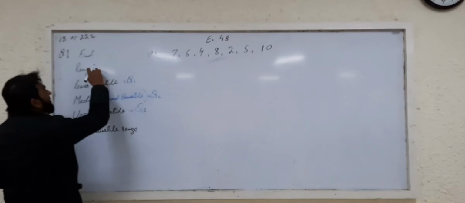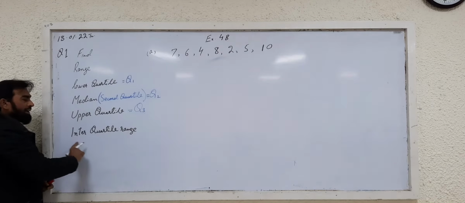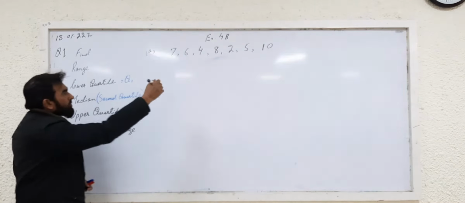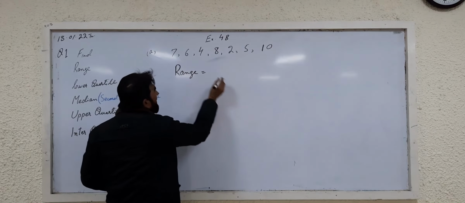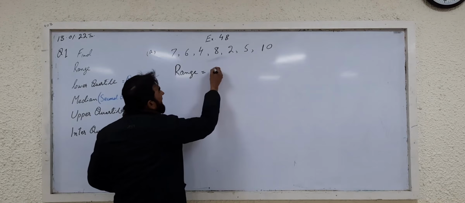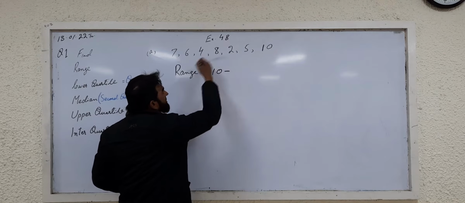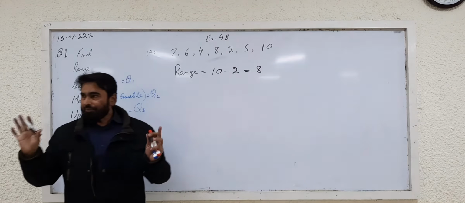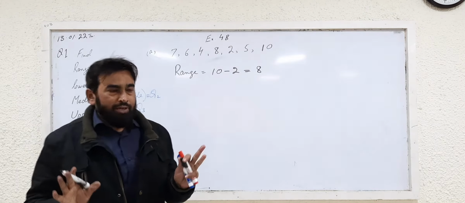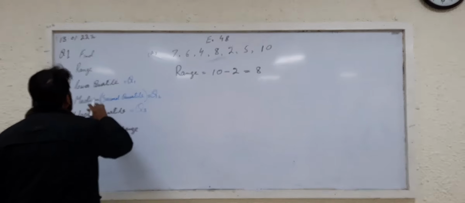Simply range. I am talking about only range. I am not talking about interquartile range. Okay. So only range, if you are going to find out range, then you have to take the highest value, which is 10, and the lowest value of this data is 2. So the range is 8. Clear? Any problem? Achha.